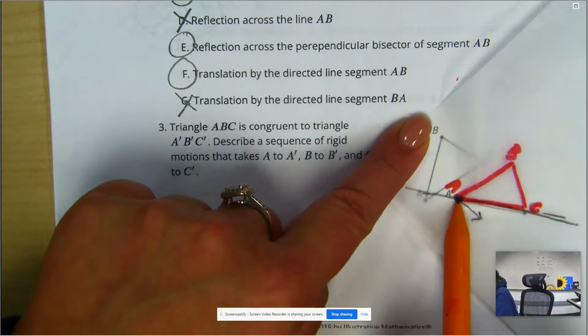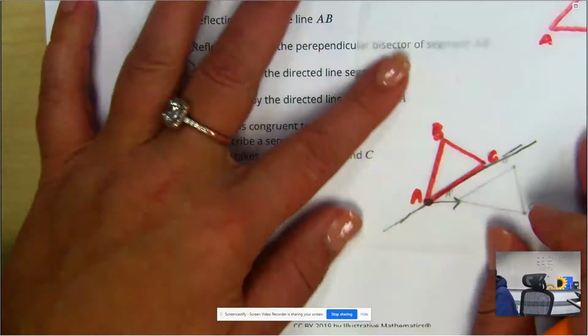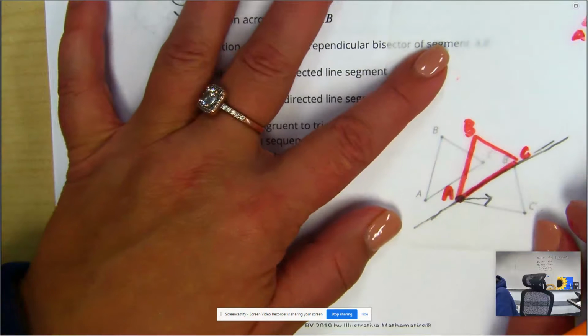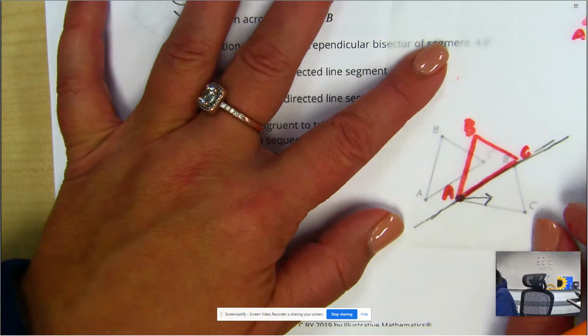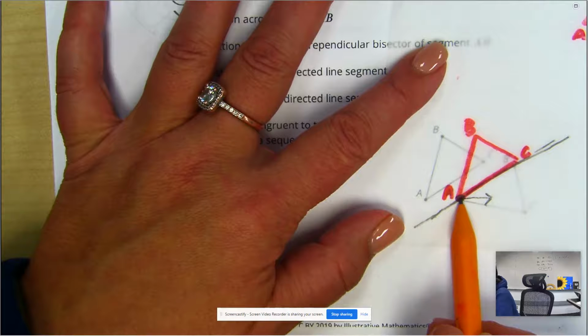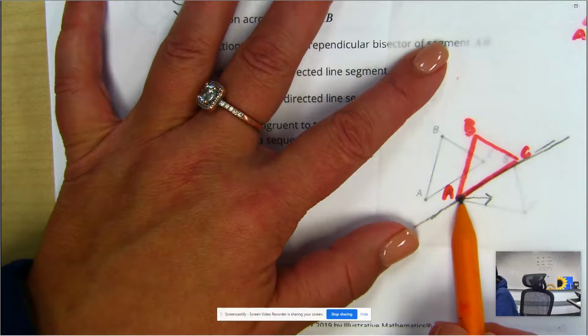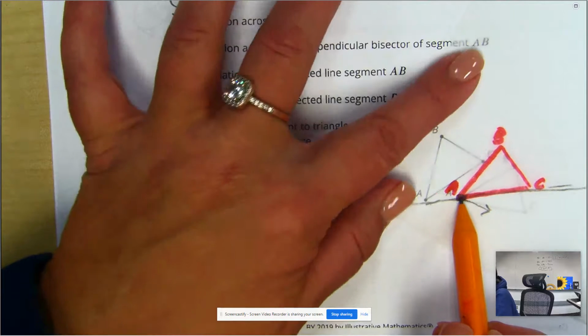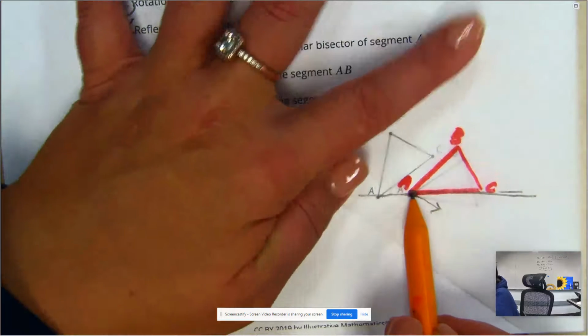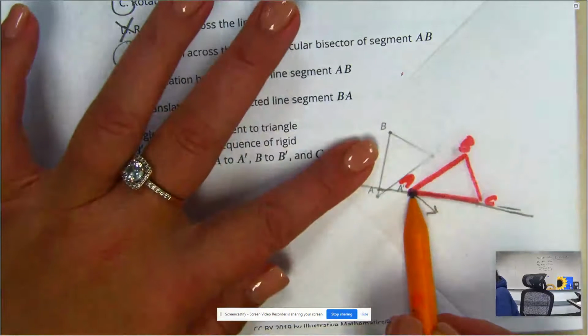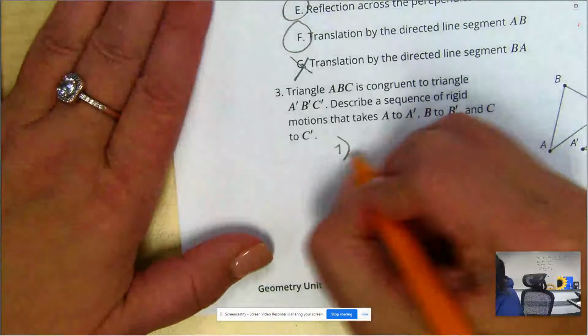Boom. Okay, so one more time, we do a translation from A to A prime. And then I thought it was a reflection, but then upon further investigation, that didn't work. So now I'm going to try a rotation around A clockwise until C coincides with C prime. Clink.